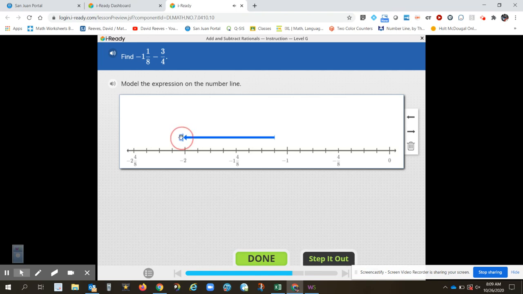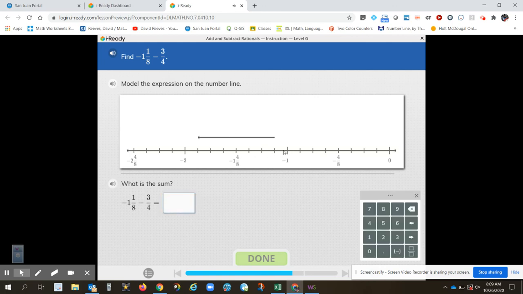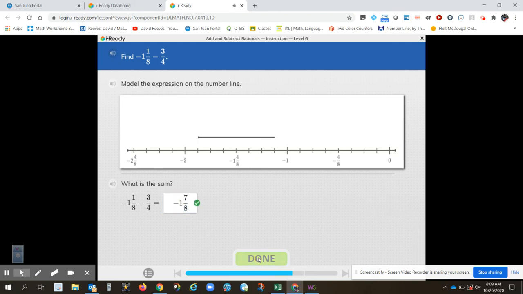Well, what just happened here? Did I not go enough? 1/8, 2/8, 3/8, 4/8, 5/8, 6/8. No, I went too far. There we go. How about that one? Is that better? Yeah. What is the sum? Where do we end up? There's -1, right? And then 1/8, 2/8, 3/8, 4/8, 5/8, 6/8, 7/8. So -1 and 7/8. -1 and 7/8. All righty.